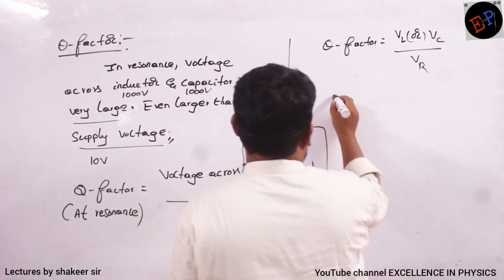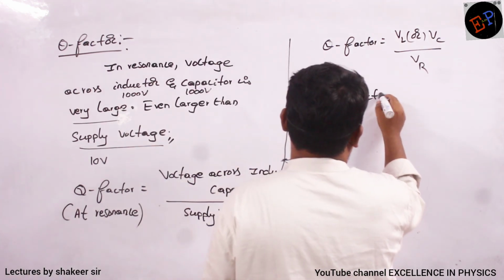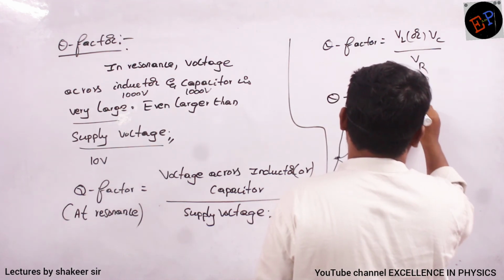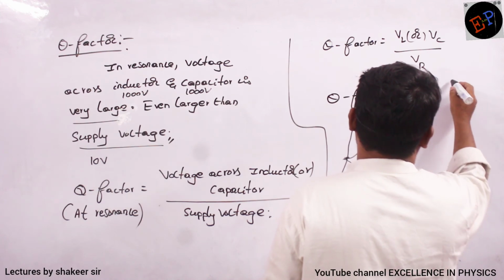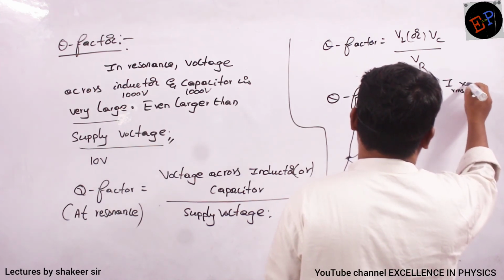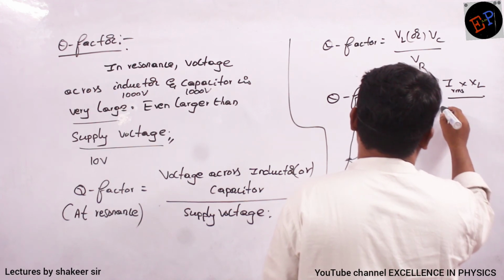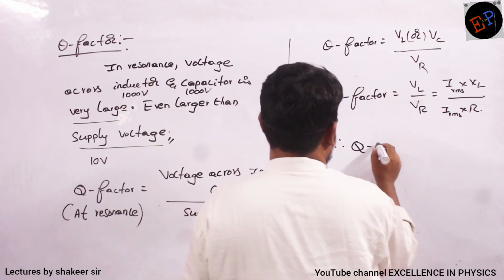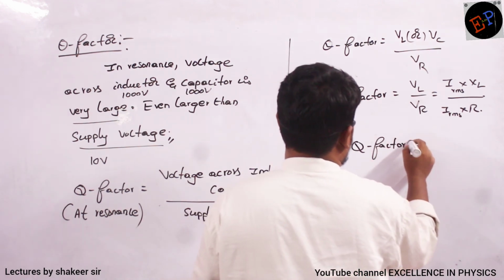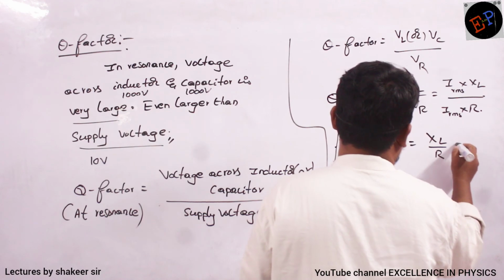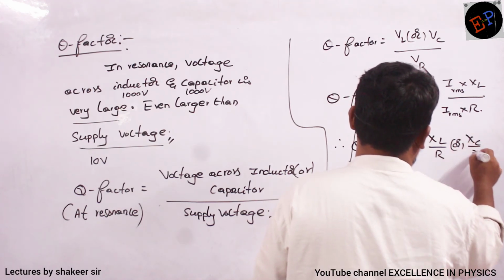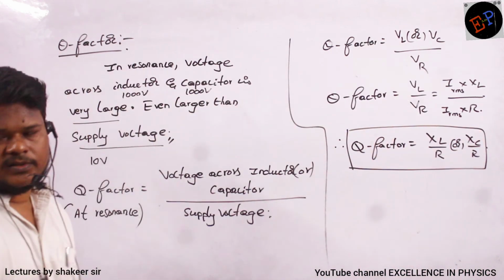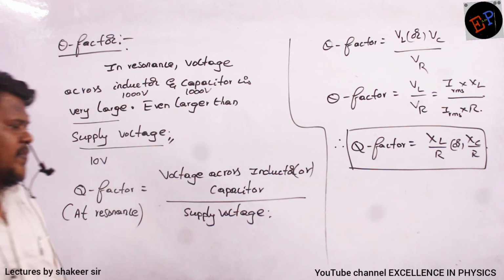So Q factor can also be written as VL divided by VR. VL can be written as IRMS multiplied by XL, divided by IRMS multiplied by R. Therefore, Q factor can also be written as XL divided by R, or XC divided by R, because XL and XC are both the same at resonance. So you can write like this also. Are you able to understand?